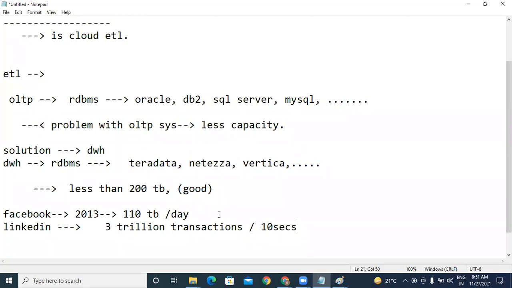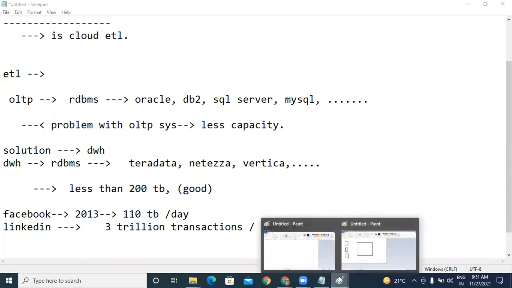That much volume. If you ask Oracle, normal databases, normal storage systems to capture all these transactions, the transaction systems will crash, will fail. Because of so many online applications, because of so much user involvement in the online applications, the data volume drastically increases. It's only for 10 seconds, 3 trillion transactions. Got it? So if you talk about a day, okay, much calculation is there. Got it? So this is the problem with the traditional data warehouses.